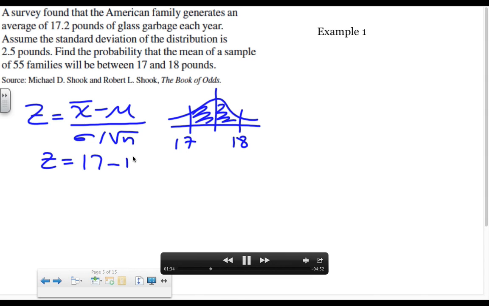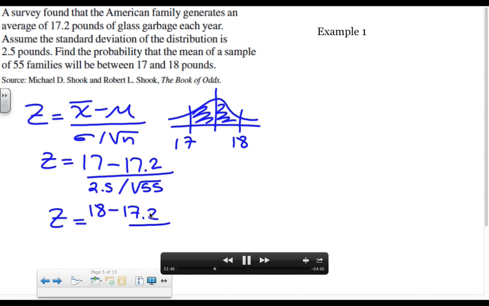So 17 minus 17.2 divided by 2.5 divided by the square root of 55, and I would put that in a calculator and get that number. I would also do 18 minus 17.2 divided by 2.5 divided by the square root of 55. We put these in a calculator, and they give us z-scores so that we can look them up on the chart to find the probability that the mean of the sample will be between these two numbers.